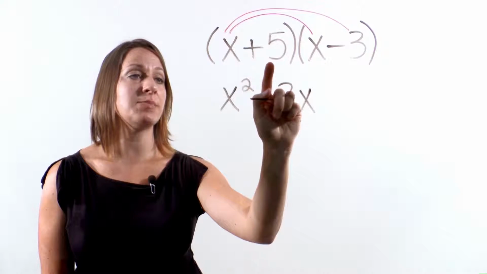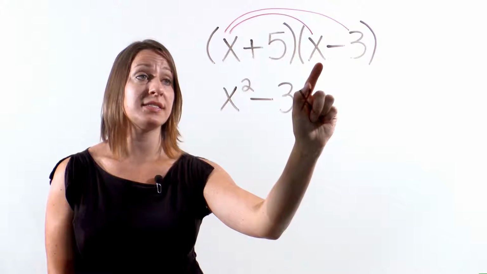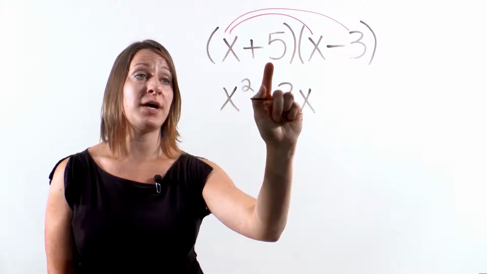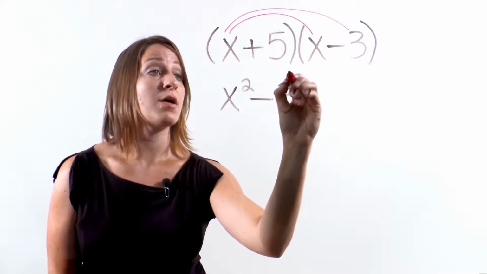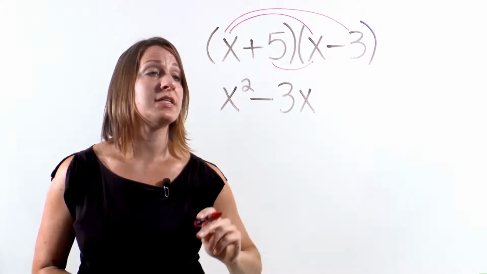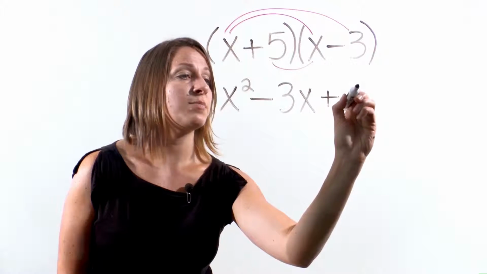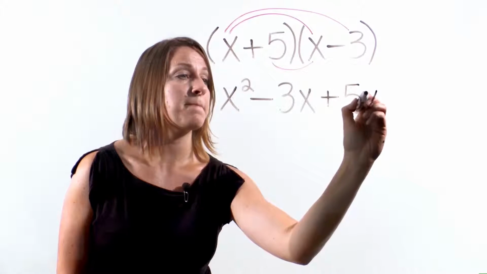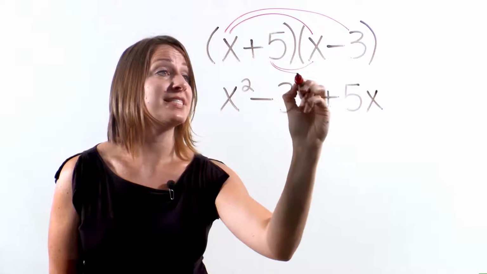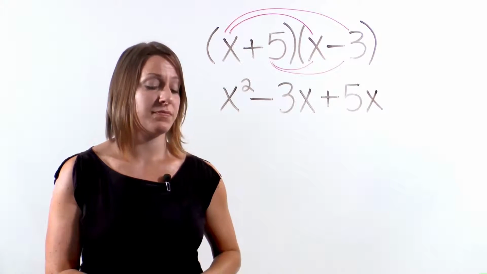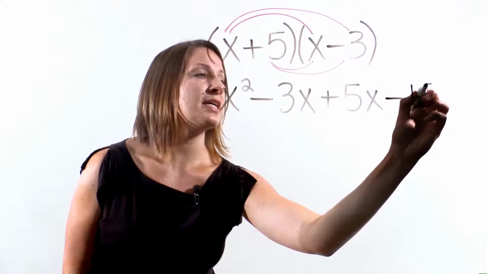Now we're going to move to this positive 5. We're going to multiply the positive 5 times the x, and we're going to multiply the positive 5 times the -3. So follow along. Positive 5 times x is a positive 5x, and positive 5 times a -3 is a -15.